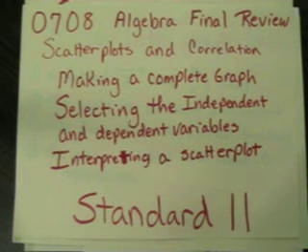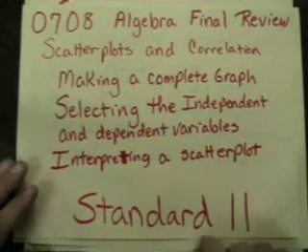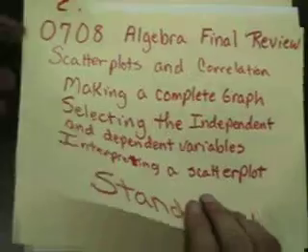Welcome to the Algebra Final Review. Here's our last standard finally. Standard 11, which was on scatter plots and correlation. We want to review quickly how to make a complete graph, select the independent and dependent variables, and interpret the scatter plot. We did a lot on this, so hopefully it won't be too unfamiliar to you.